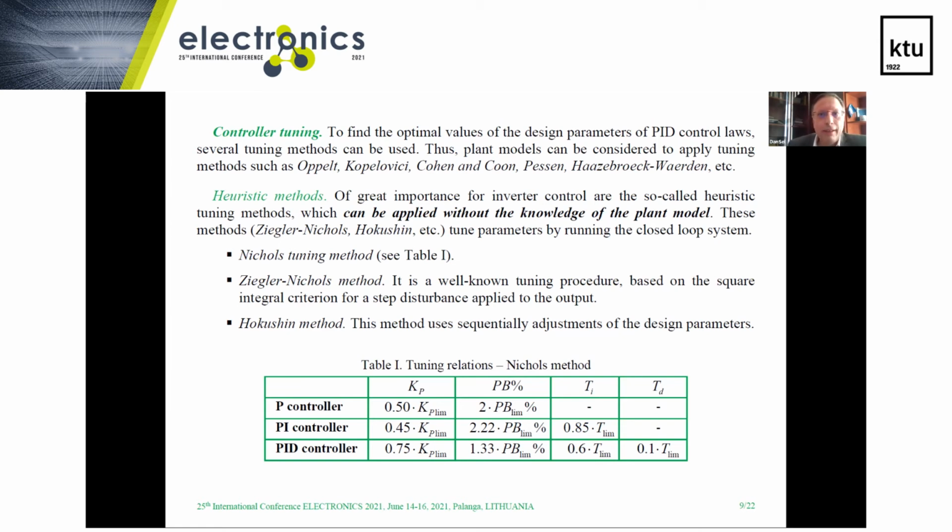And we can use, for example, some tuning methods when we know the model of the process, such as Oppelt, Kopelovich, Pessen, and so on. But of great importance for inverter control are the heuristic methods, because we don't have a full mathematical model of the inverter. So we can use some tuning methods which can be applied without the knowledge of the plant model. And in our work, we used three tuning methods: Nichols, Ziegler-Nichols, and Hokushin method. For example, in table 1, you have the values of the control parameters for the Nichols method. And in the paper, you can see also the other two methods.